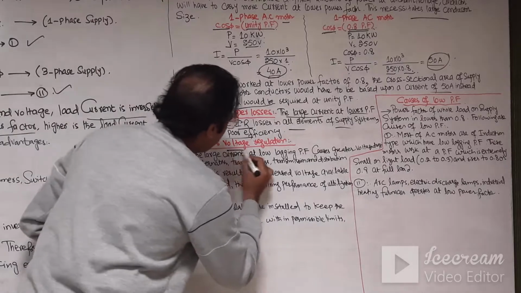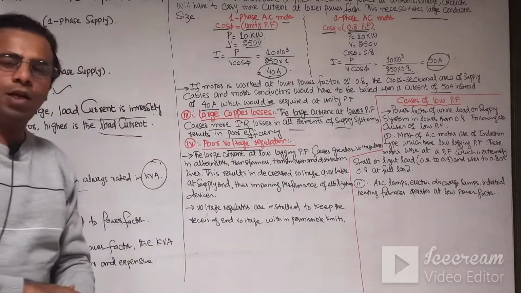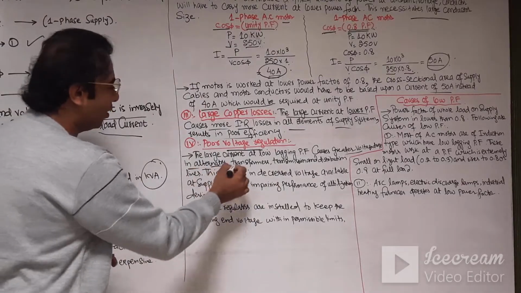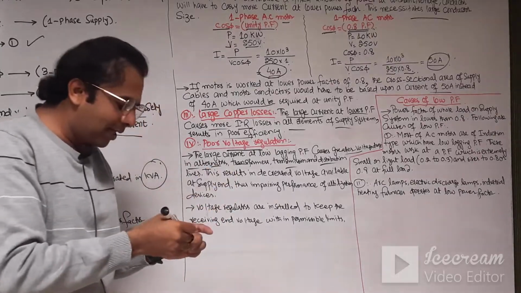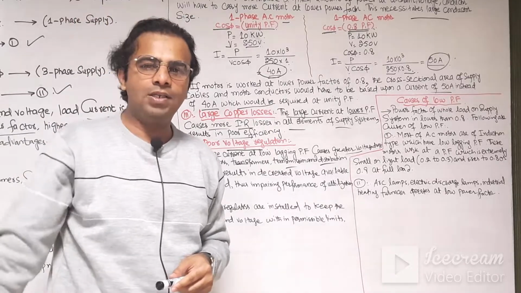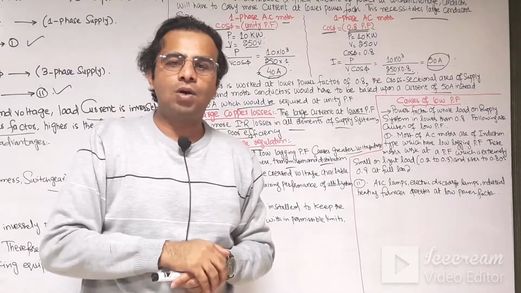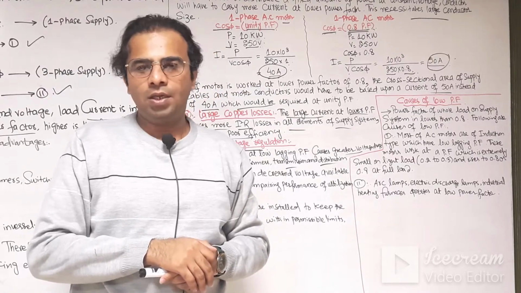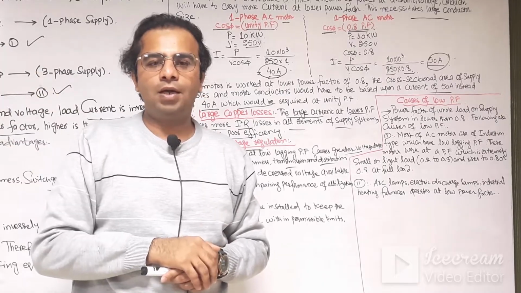Number 4th, poor voltage regulation. The large current at the low lagging power factor causes greater voltage drops in the alternator, transformer, transmission lines and the distribution lines. If the current is high, the power factor is low. If the power factor is low, obviously the I square R losses are increased. It will also cause voltage drops in the power system, resulting in poor voltage regulation on the distribution side and on the consumer appliances.